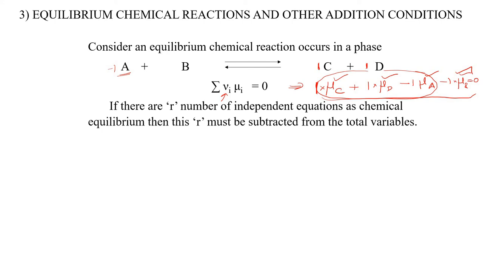Okay, so suppose there are R equilibrium reactions. Say this is one equation. Similarly, there may be many chemical reactions in the system. So suppose you have R number of chemical equilibria in the system, then we have to subtract R number of variables from the total. So this R indicates the number of chemical equilibria that exist in the system.